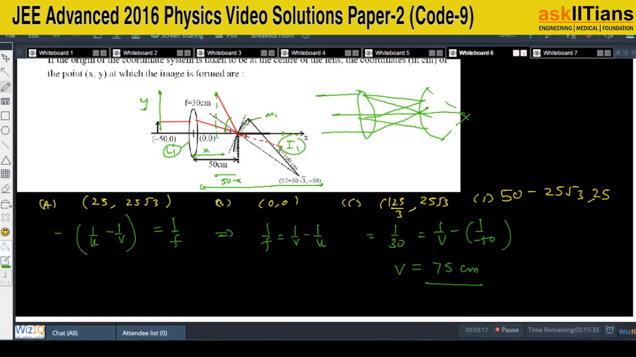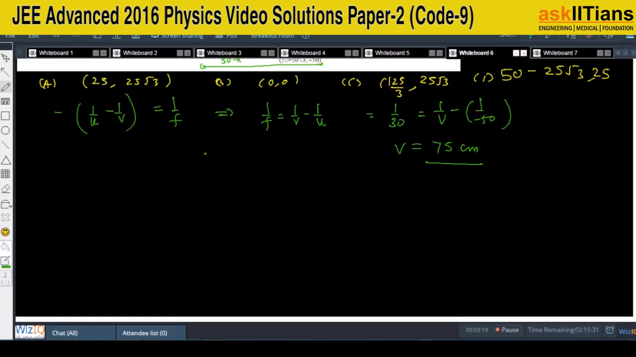Its height we can say is equal to y. So tan 60 is equal to the image height upon the distance we have, 50 minus x. Solving this we got y is equal to 50 root 3 minus root 3 x. So we got y plus root 3 x is equal to 50 root 3.